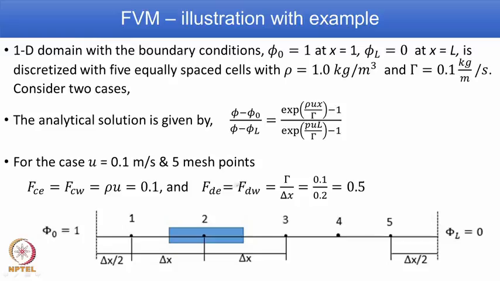Now, we take one of the case, that is u equal to 0.1 meters per second and 5 mesh points. We calculate convective flux as well as diffusive flux. Convective flux equal to rho into u. Rho is already defined as 1 kg per meter cube and u is 0.1 meters per second. So, rho u you will get 0.1. Similarly, for diffusive flux it is defined as gamma by delta x. Gamma is 0.1, delta x is 0.2 and that is equal to 0.5.